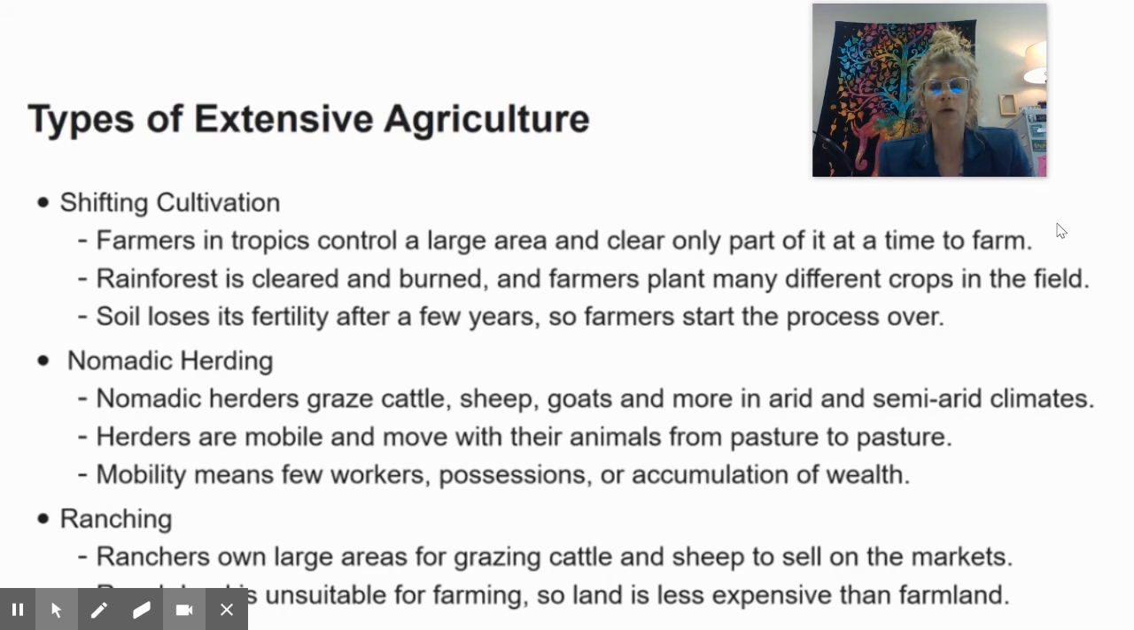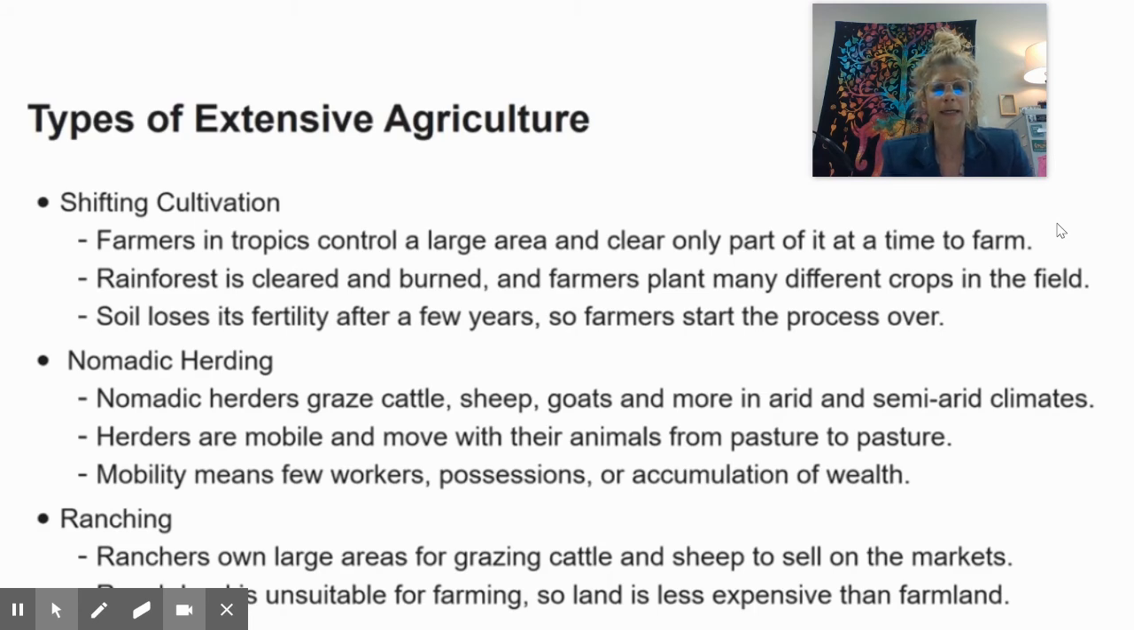And that's where they're just growing one crop over and over and over. Okay. Then next is nomadic herding. Nomad means mobile, right? So you have herders that are moving with their animals from pasture to pasture. Okay. And so examples of this is where you have either cattle, sheep, or goats. Okay. And the last there is ranching, just like it sounds. That's where ranchers own a huge plot of land for grazing cattle. We see a lot of that around Colorado, and they sell on the markets.